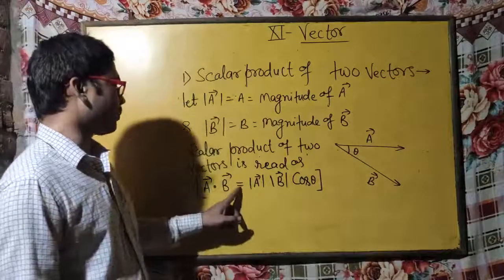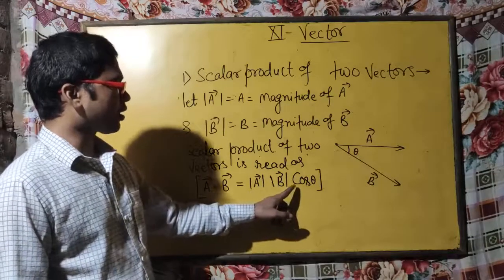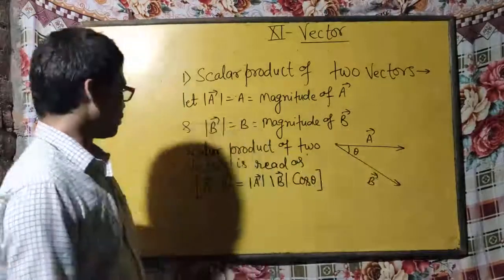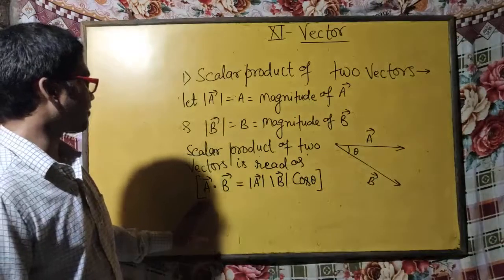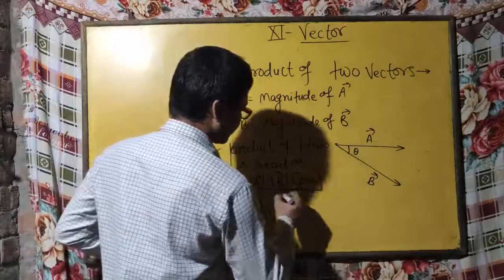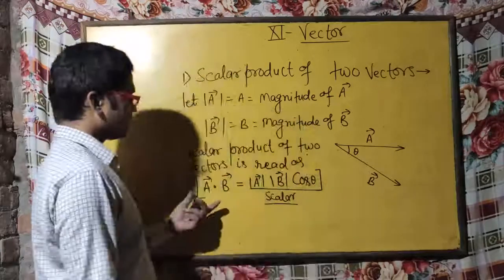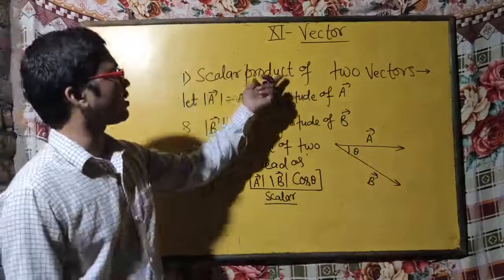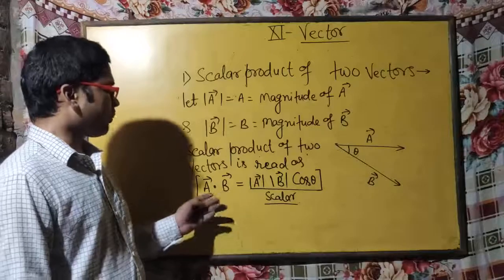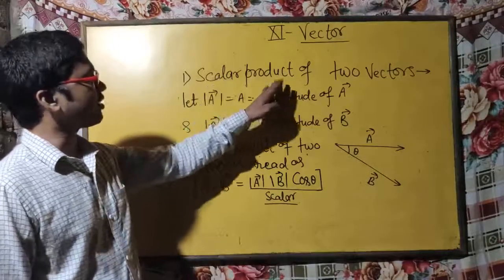Okay, so you can now see here, A dot B is equal to magnitude of A multiplied with magnitude of B and cosine of the angle between the two vectors. So this is the scalar product of two vectors, because the result is scalar. A and B are vector quantities, but after the product the result will be scalar, so it is known as the scalar product of two vectors.